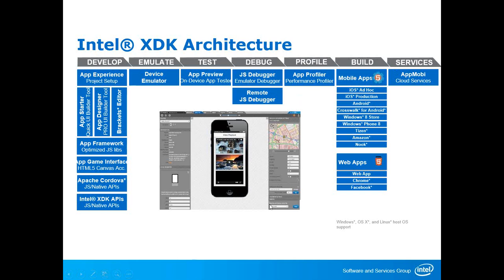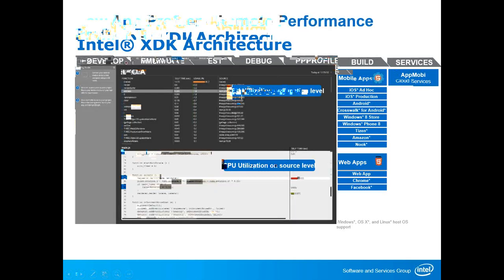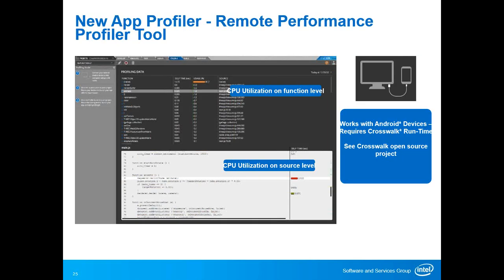As I spoke, it has the remote JavaScript debugger. Either you can connect your Android device directly to the development machine and debug the JavaScript, or by getting the IP address of your test device, you will be able to debug it remotely too. For the App Profiler, if you see in this particular screen, it gives you an example of the profiling data, how it will look on a functional level as well as the source level.